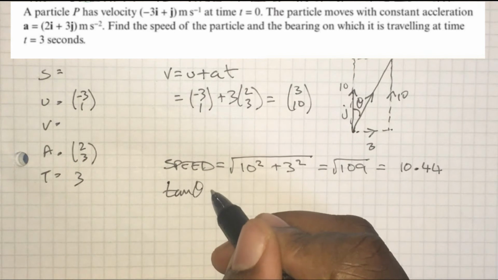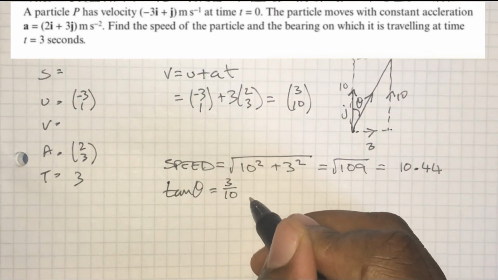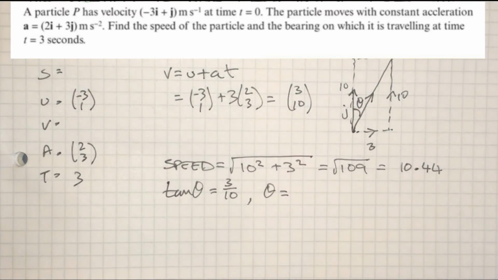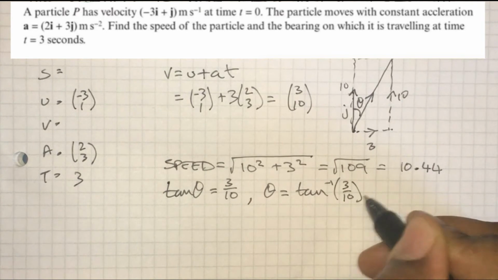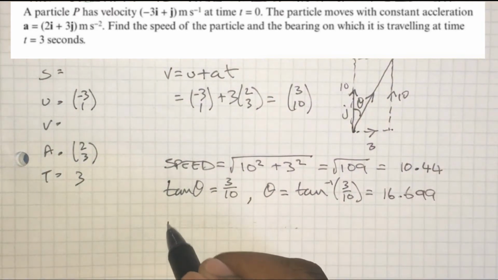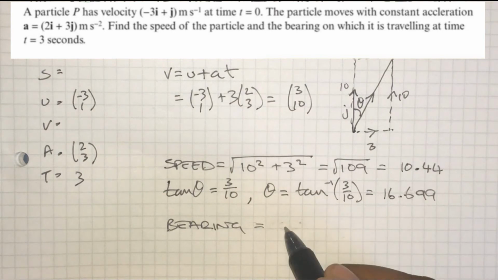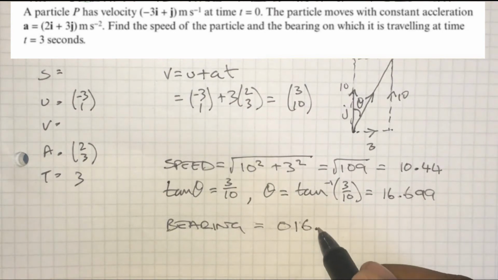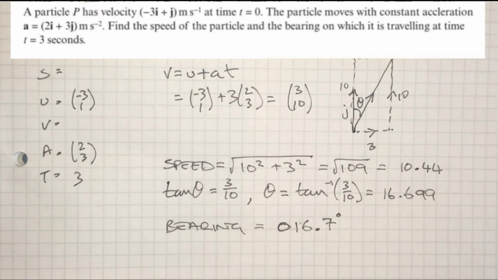And then we're at the bearing. All right, so we know we should be using the tan function in this right angle triangle. The opposite is 3. The adjacent is 10. Gives us an answer for theta, 16.699. It's a bearing, don't forget. So I need at least 3 digits before the decimal point. So 016.7 degrees should be good for your bearing.